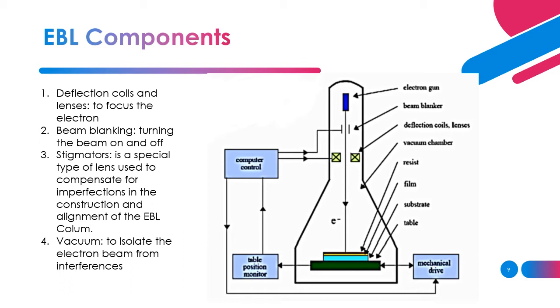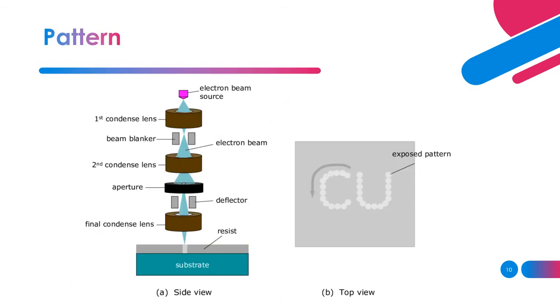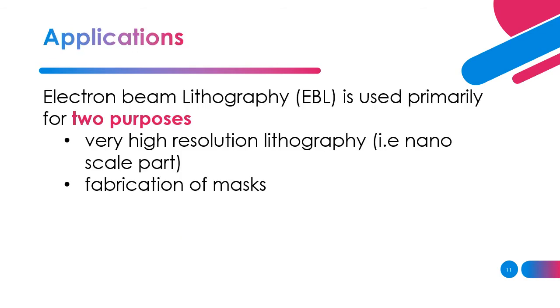Let's see the video on the EBL later. The picture shows how the pattern is exposed on the substrate. The side view is the schematic diagram, and the top view shows what the exposed pattern looks like. Electron beam lithography is usually used primarily for two purposes. One is very high resolution lithography, for example nanoscale parts or fabrication of masks.